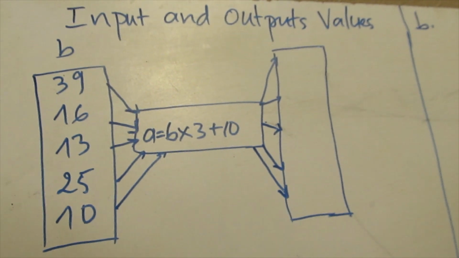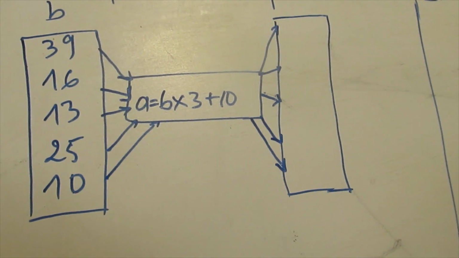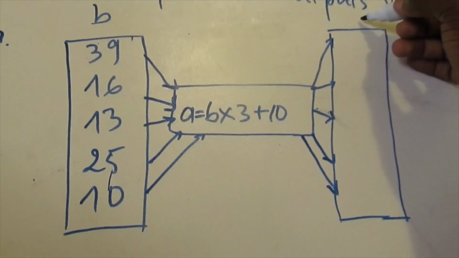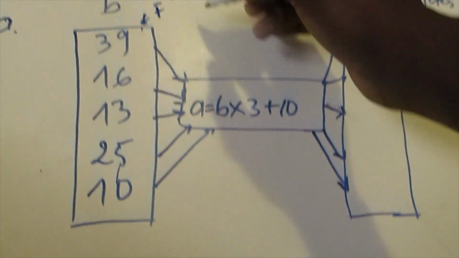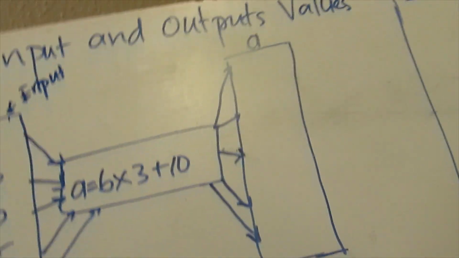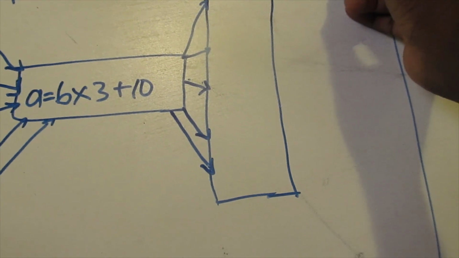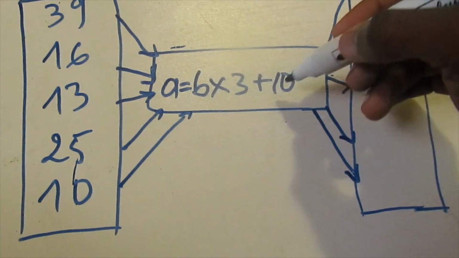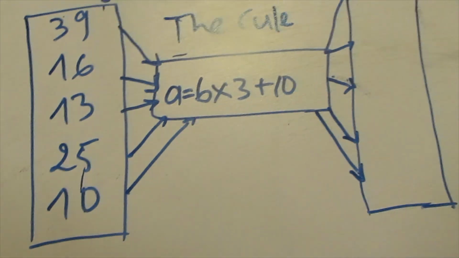So I'm just sharing this video on input and output values, how to calculate the input and output value. As you can see in this example, we have our input, that is B. All these numbers, this whole column, are inputs, and this column here is our output. All these values are our output. To calculate this, we must look at the rule first. This bar here in the middle, we call this the rule. So we can look at our rule.